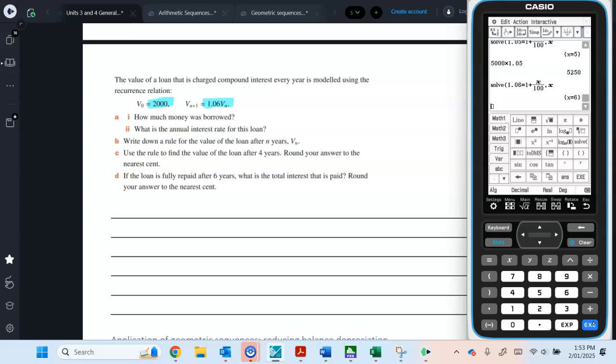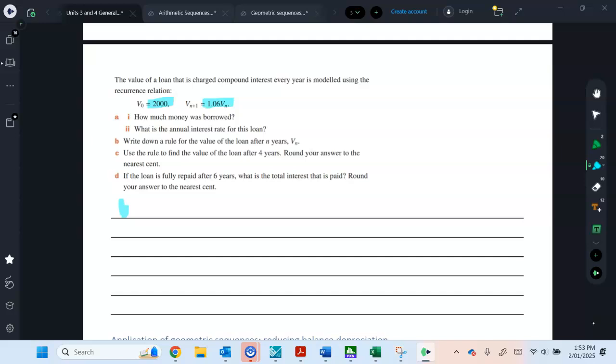Write down the rule for the value of the loan after n years. So we haven't looked at changing a recurrence relation into a rule in this video. So let's, oh, don't want that, I want the pen. Can you be able to read that? All right, so we're doing question B.